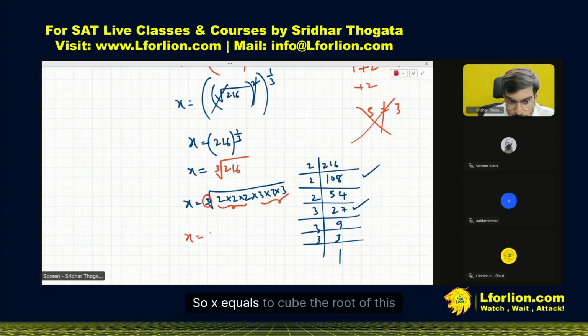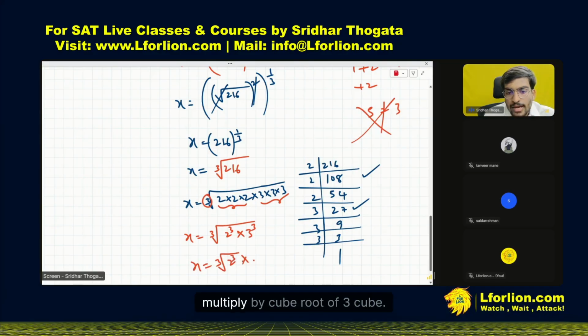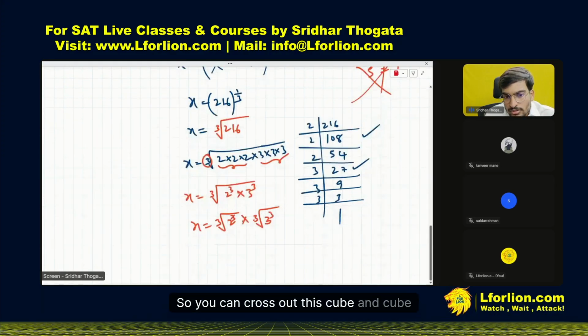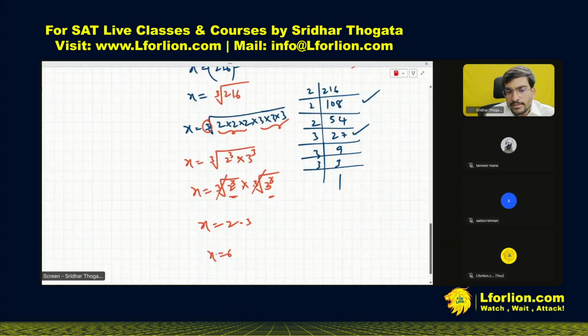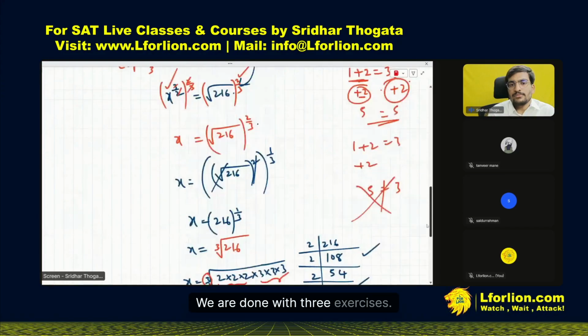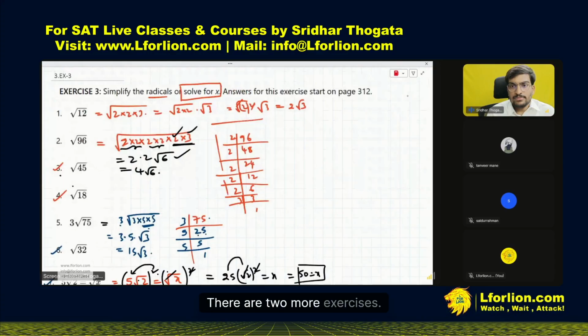So x equals cube root of 2 cube multiplied by 3 cube. So x equals cube root of 2 cube multiplied by cube root of 3 cube. So you can cross out this cube and cube root. Cube and cube root cross out. So you ended up with 2 and you ended up with 3. 2 into 3, that is 6. Done. We are done with 3 exercises from chapter 1. There are 2 more exercises.